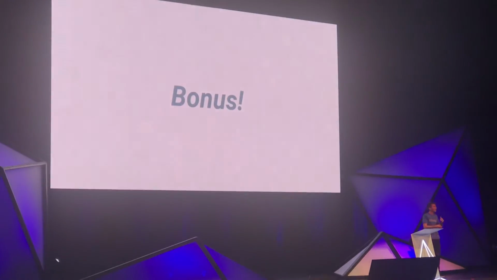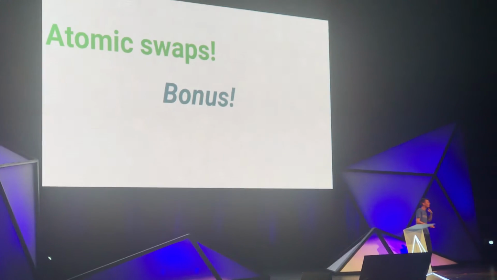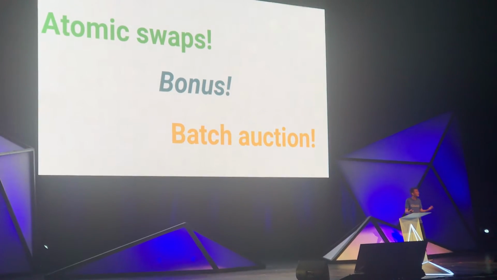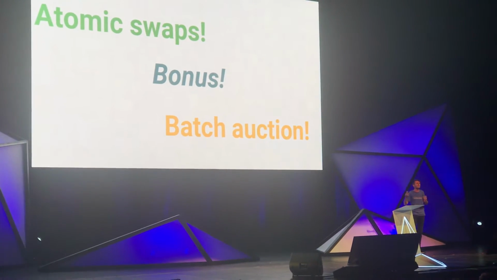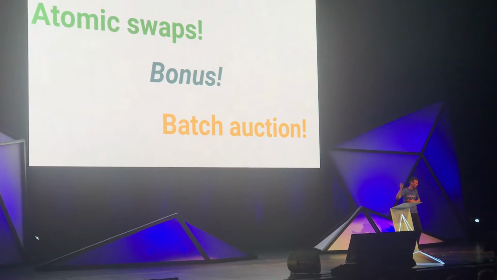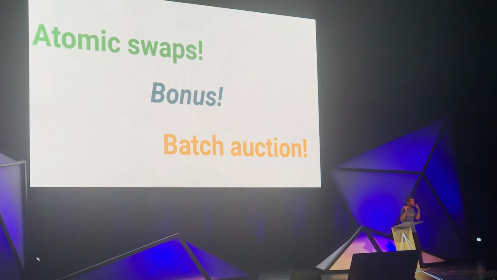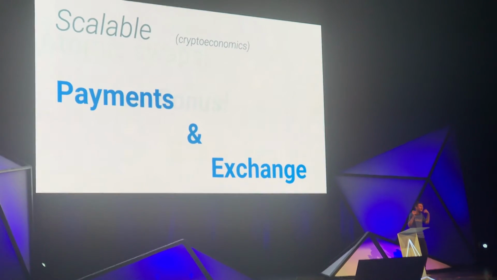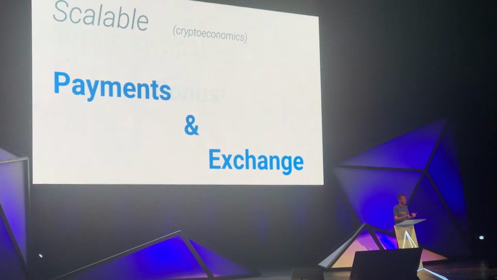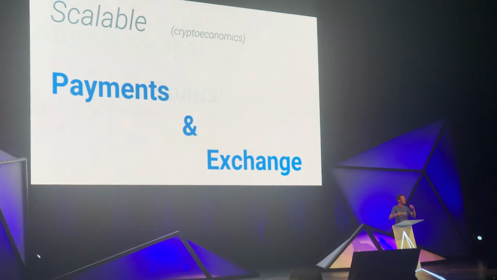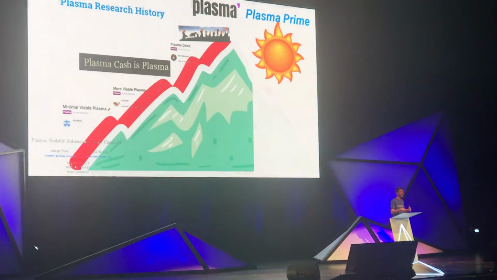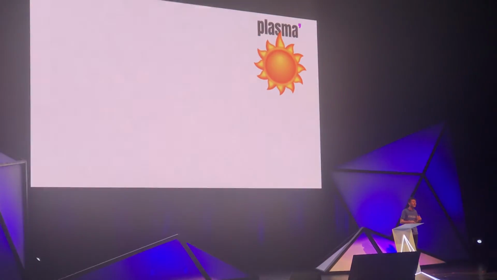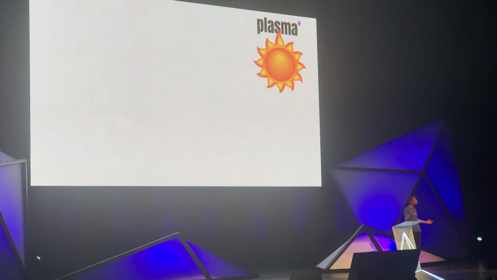So bonus, while all this research was going on, we figured out how to do atomic swaps as well as batch auctions, some simple designs. You can just plug and play with these auction designs. And so we can build on this atomic swap thing that is native to the Plasma chain, and we get this kind of scalable crypto economics. We get scalable payments and exchange at the same time. And so this is really, really cool in my opinion. And so even cooler, right?